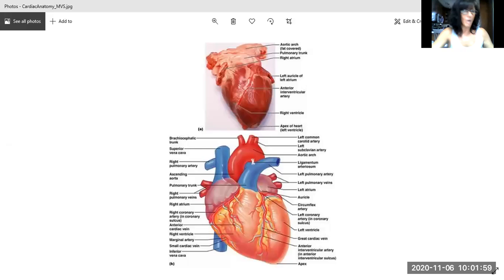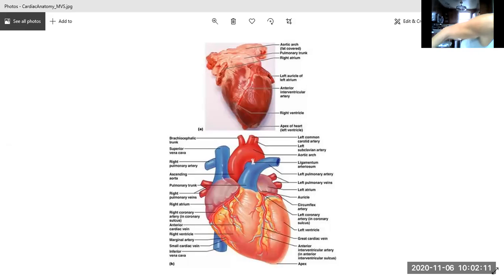So here's where we're going to start, and we're going to kick it old school. We are going to start just looking at the heart. Oh, it rhymed. And so what I've got here is a picture of the heart, okay? And the top picture is a real heart, which is pretty cool. And the bottom picture is a representation of a heart, okay?